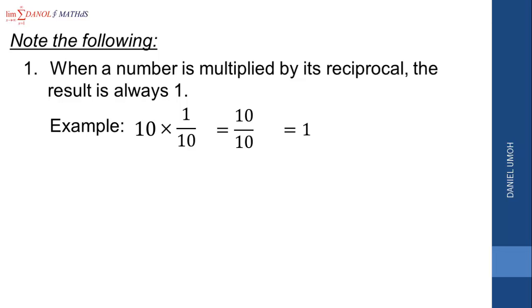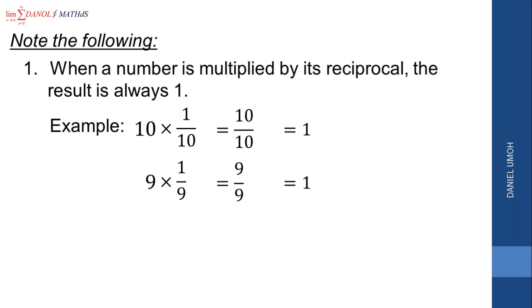Now let's check another example. Let's say 9. What is the reciprocal of 9? Of course, it is 1 over 9. So now, 9 times its reciprocal, 1 over 9, gives us 9 times 1, which is 9 over 9. Then 9 divided by 9 is equal to 1. So that proves the fact that whenever a number is multiplied by its reciprocal, the result is always 1. You can verify this with any other number.